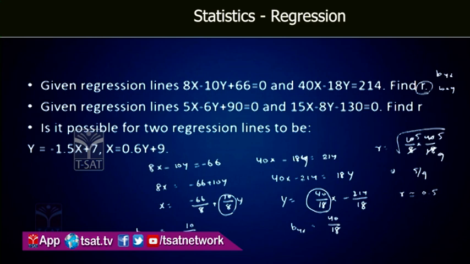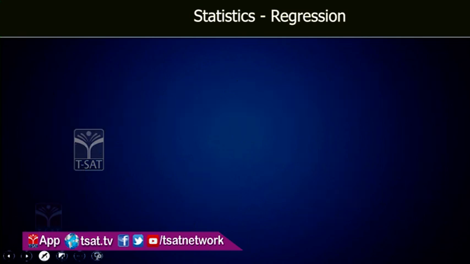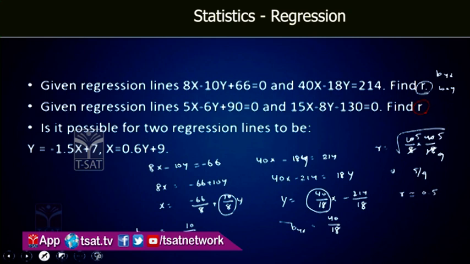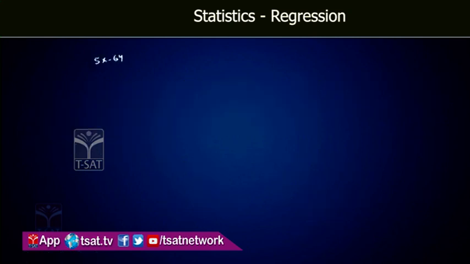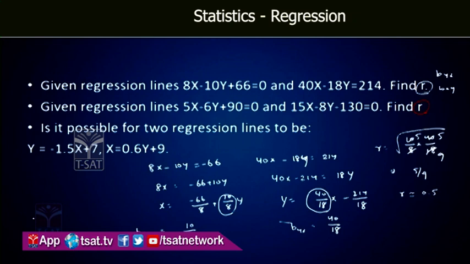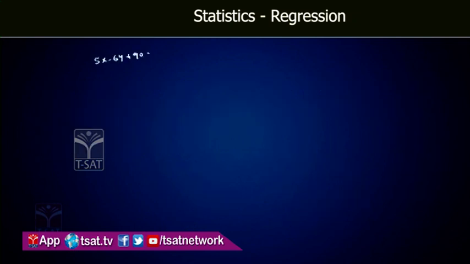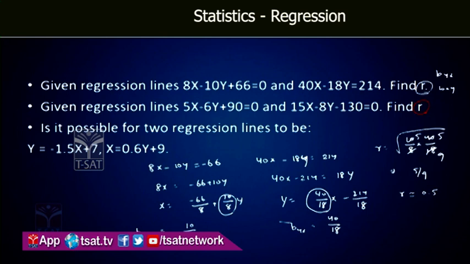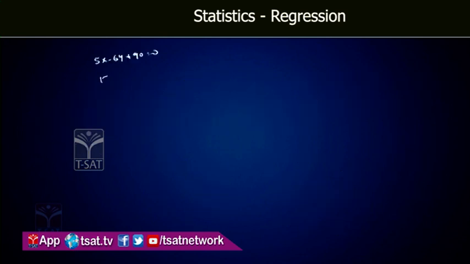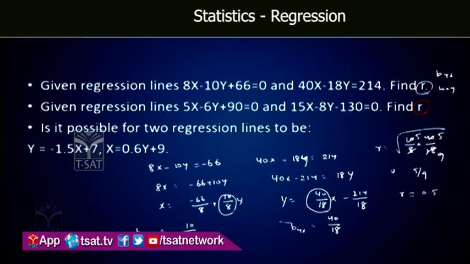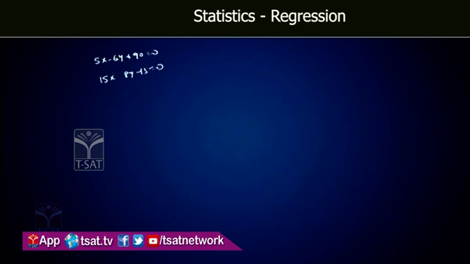Given regression lines 5x minus 6y plus 90 is equal to 0 and 15x minus 8y minus 130 is equal to 0. Find r. You have to find the r value. The same regression lines are given. Now see here, this is a special case. Write down the equations of the lines first. 5x minus 6y plus 90 is equal to 0. The second line is 15x minus 8y minus 130 is equal to 0.